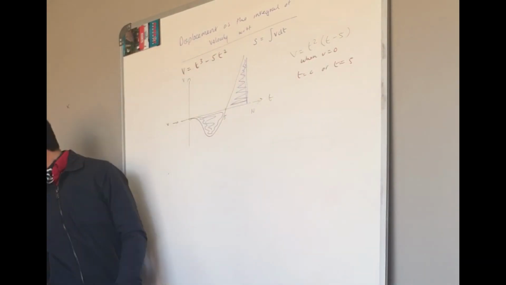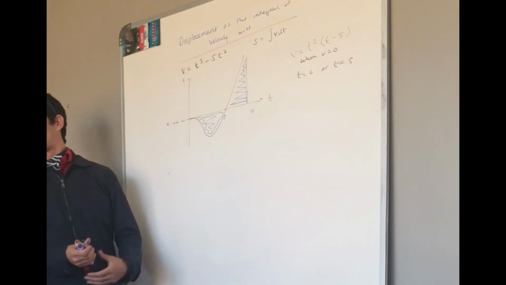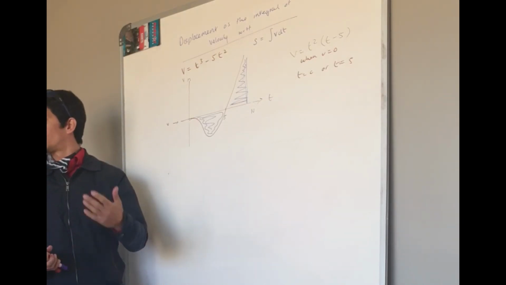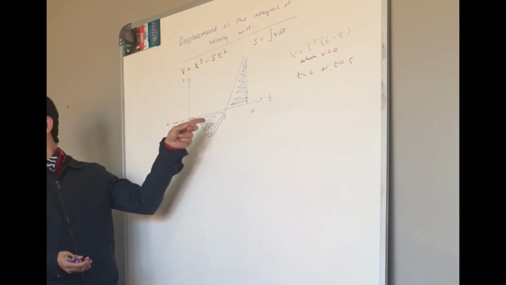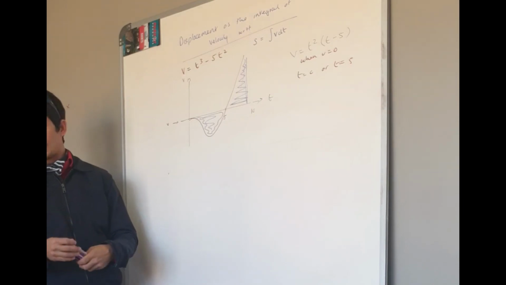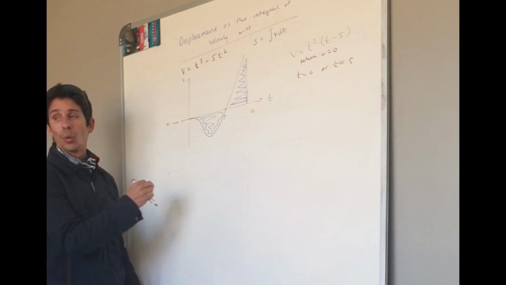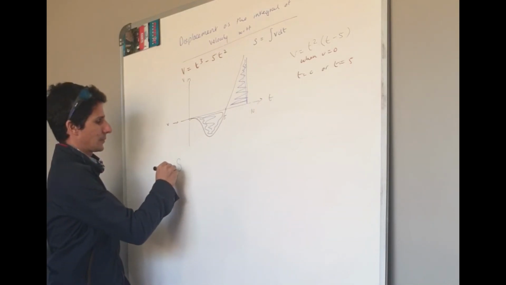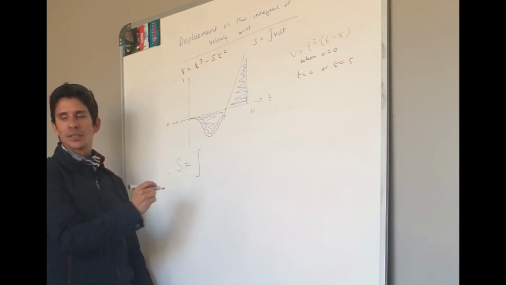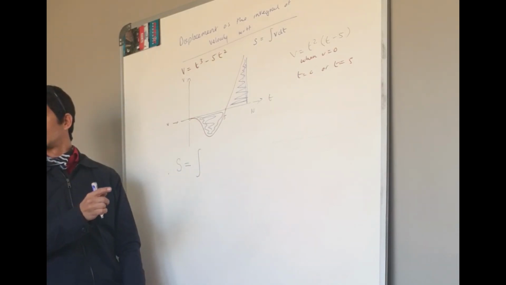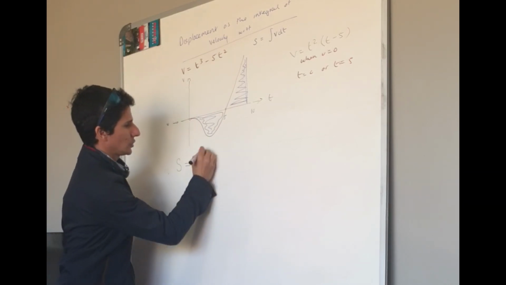Now, I want to show you, based on your understanding and the fact that you have a graph, what can you tell me about that first area? It's going to be negative. It's below the x-axis, okay? So an alternative way of writing the total displacement or distance is like this. Which is the positive displacement? The second one, that goes from 5 to 10.